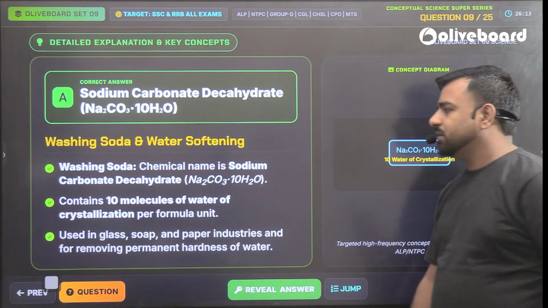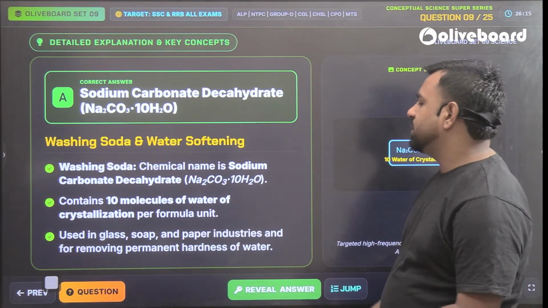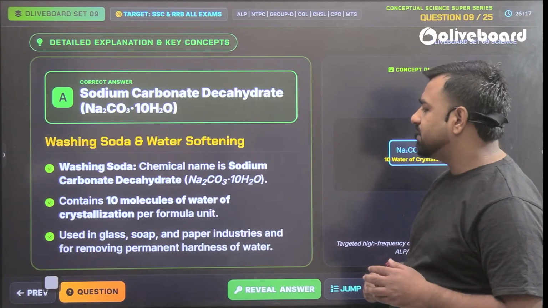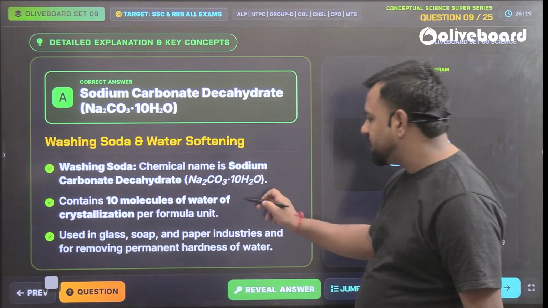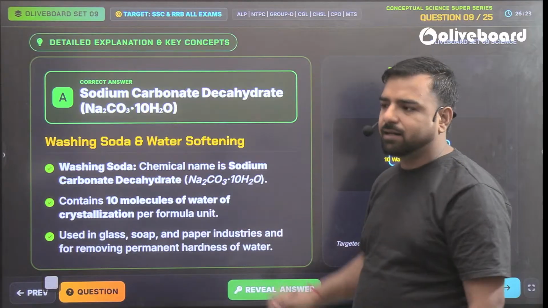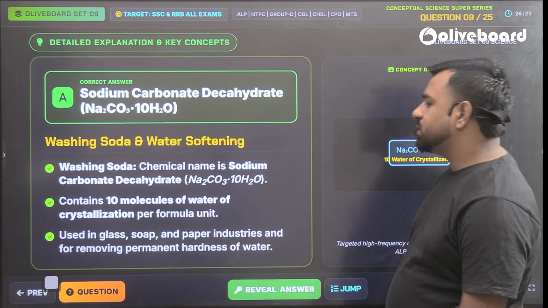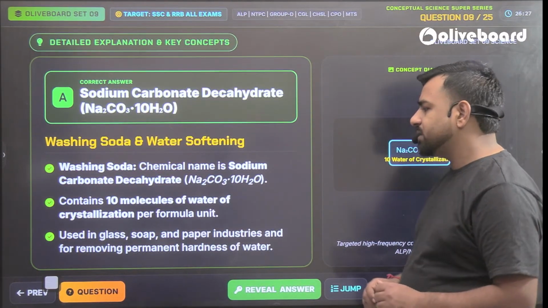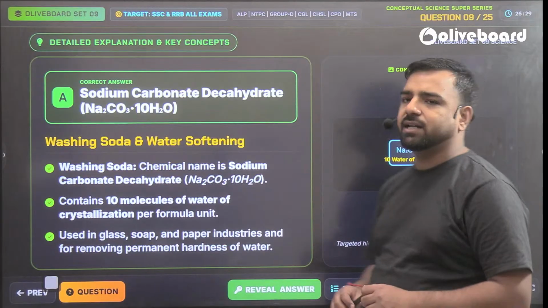Washing soda's chemical formula is Na2CO3.10H2O. It contains 10 molecules of water of crystallization per formula unit. So guys, this was a point in the RRB JE last year. It is used in the glass, soap and paper industries and for removing the permanent hardness of the water.